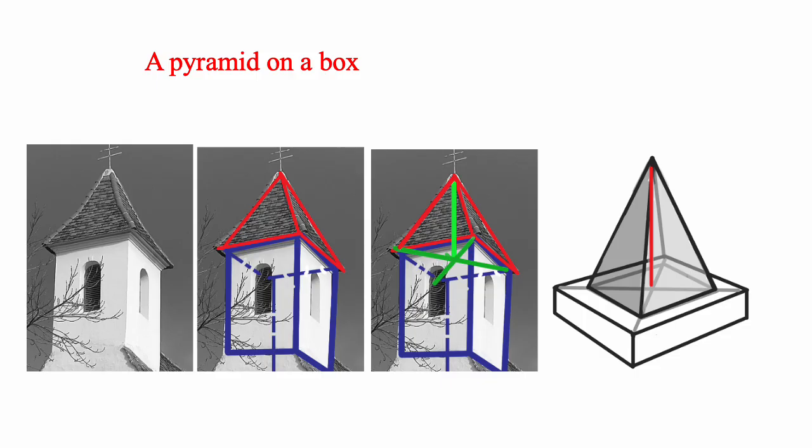A pyramid on a box is a common structure in architecture and can be converted to a cone. To draw this, find the hidden rectangle at the base and find its center using diagonals, and erect a vertical line from that center, and this line goes to the tip of the pyramid.